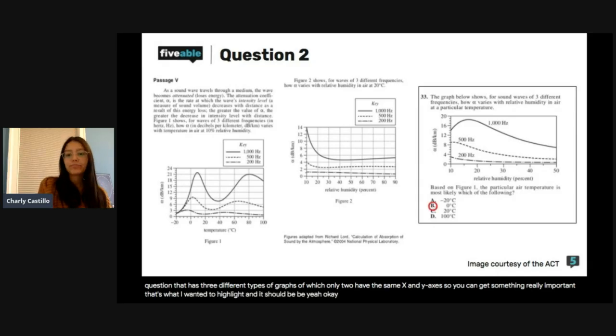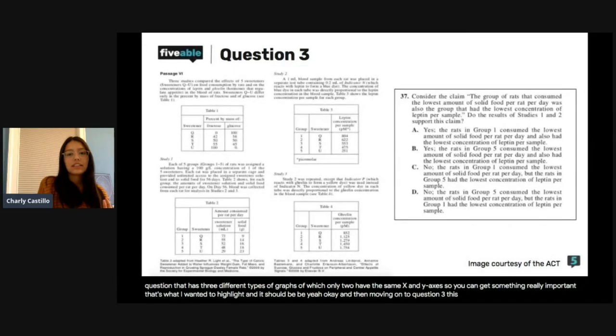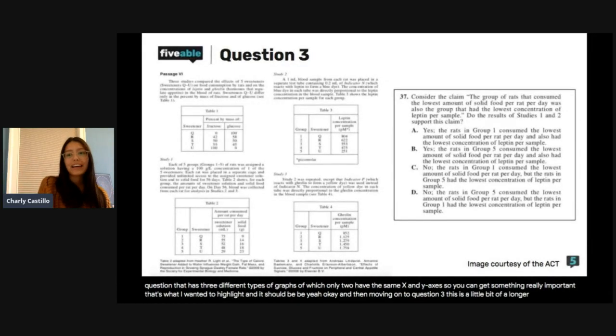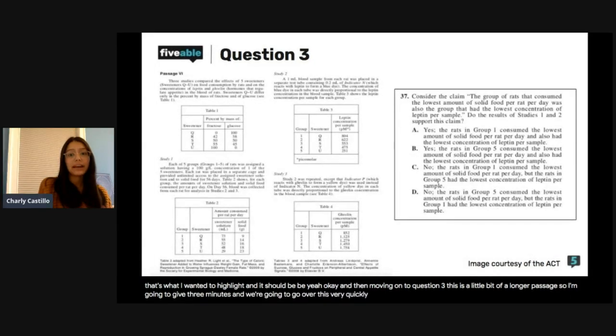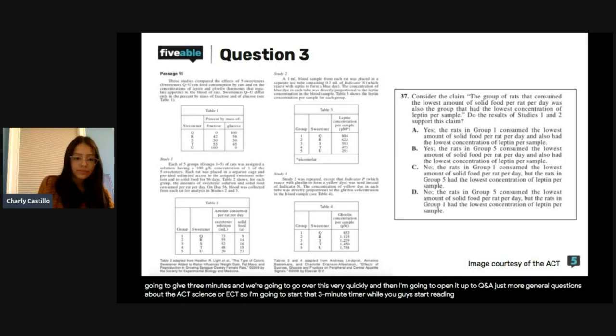Yeah, okay. And then moving on to question 3, this is a little bit of a longer passage, so I'm going to give 3 minutes, and we're going to go over this very quickly, and then I'm going to open it up to Q&A, just more general questions about the ACT Science or ACT. So I'm going to start that 3-minute timer while you guys start reading that and going through the question.